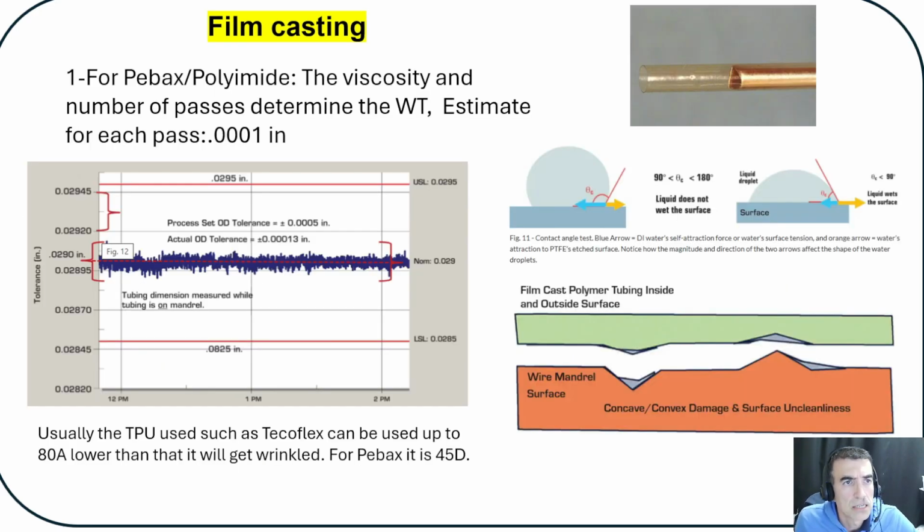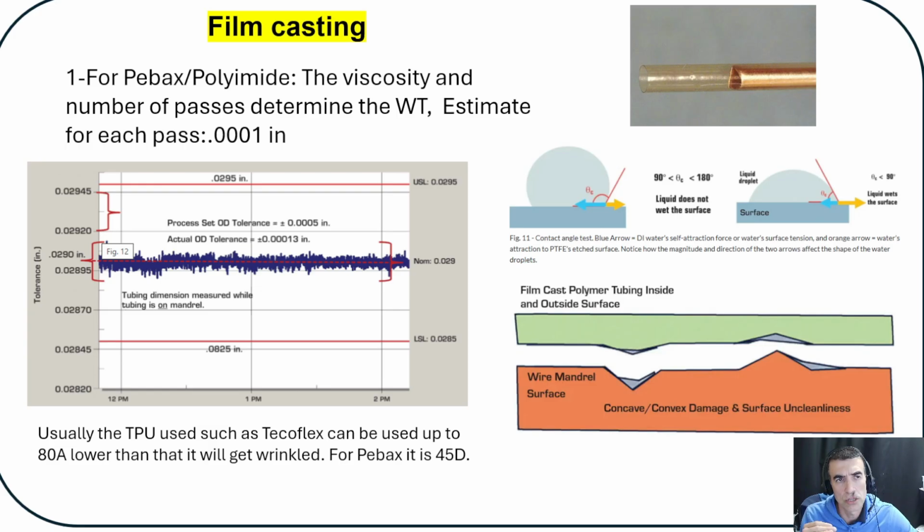For PBAX, polyimide or other types of polymer, the viscosity and number of passes would determine the final wall thickness. And for TPU, we can go as low as 80A, and for PBAX, we can go as low as 45D in diameter, basically.